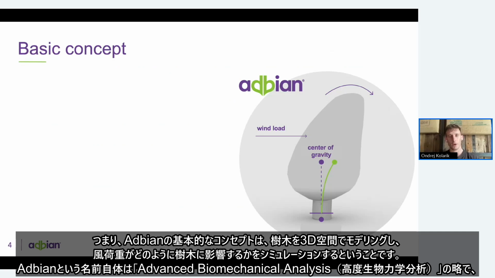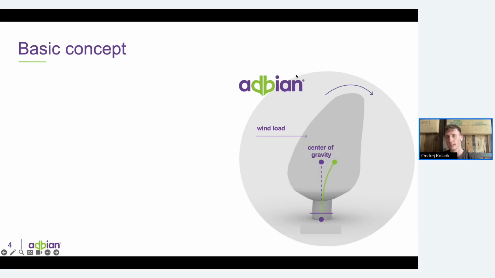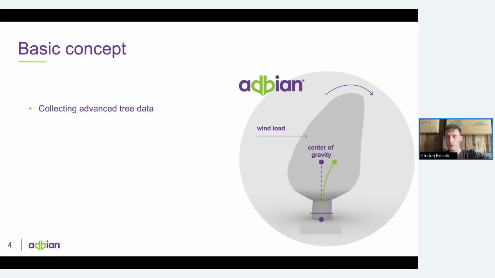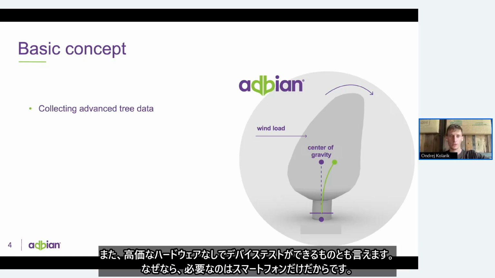So the basic concept of Adbian is that we remodel the tree in a 3D space and we simulate the wind loading and how it influences the tree. The name itself, Adbian, is short for Advanced Biomechanical Analysis. So it shows you that it's based on biomechanical calculations. You can think of Adbian as a tool to collect advanced tree data.